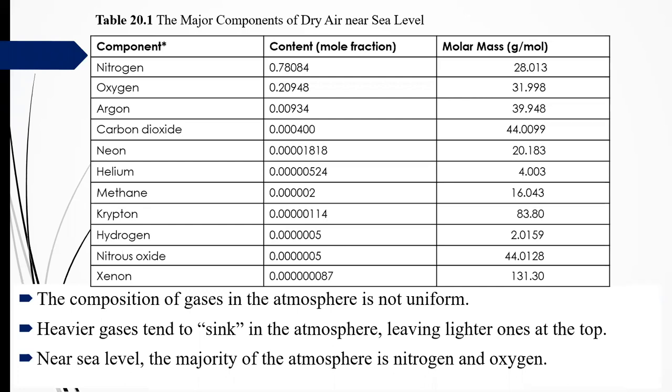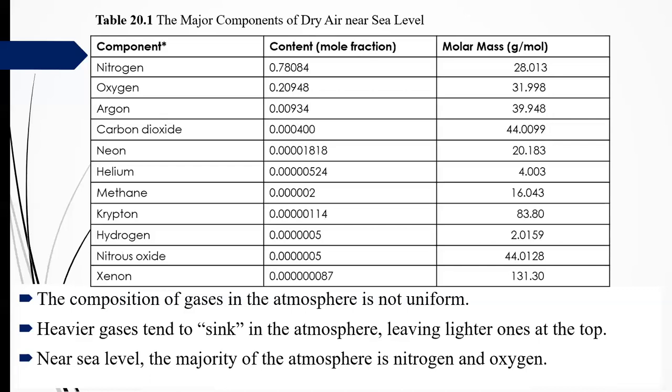Now, the components of our air do vary based on where we are, right? This is the composition for our dry air near sea level. You can see the vast majority of the content is nitrogen, followed by oxygen, and then argon. We do have carbon dioxide and water in there, and that fluctuates based on your location and the time of the day and the year. And so that can change, right?